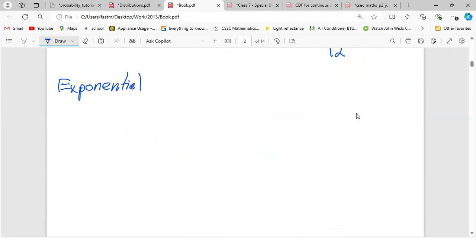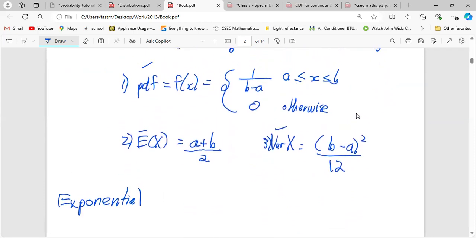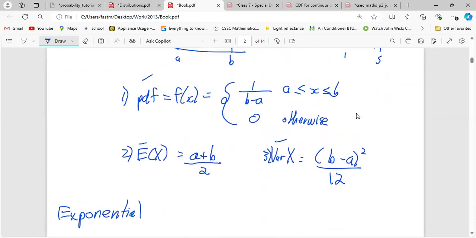Wait, why is the variance being divided by 12? Right, so the solution to that question is a proof. I doubt I'm going to go through the proof with you, because that will take a while, and they would never ask you for the proof of it.